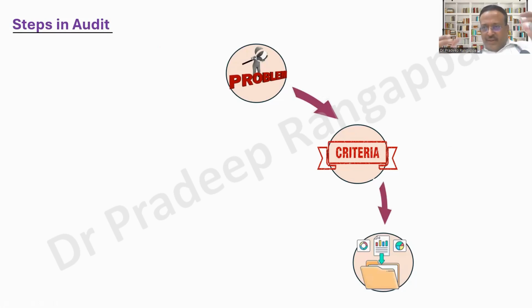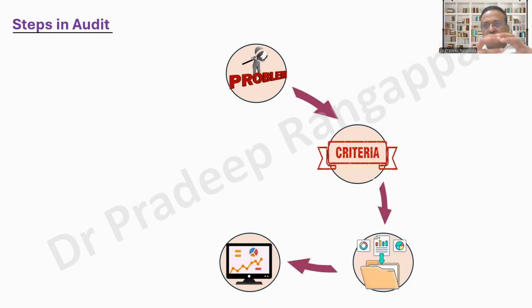The third step is the little easier one, which is collection of data. Once you have identified the problem and you have a benchmark, standard or criteria, you start collecting the required data and synthesize the data. Once you collect the data, you will at least have an understanding of what data points you need to collect. Then you need to do analytics.